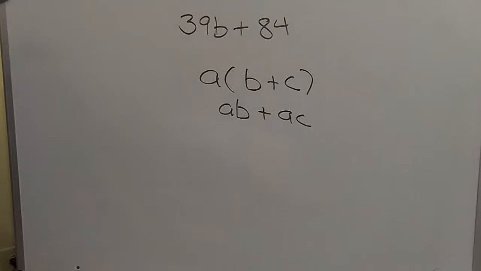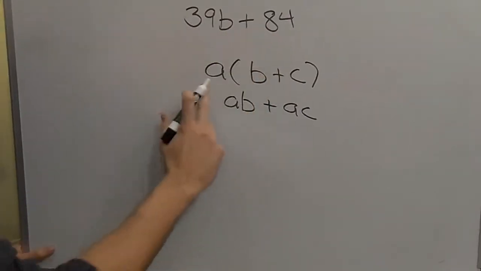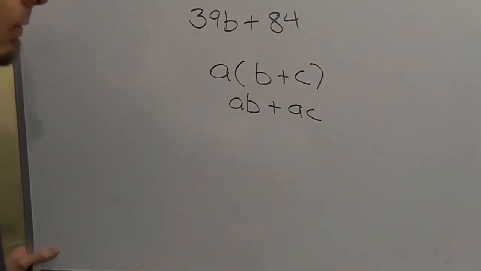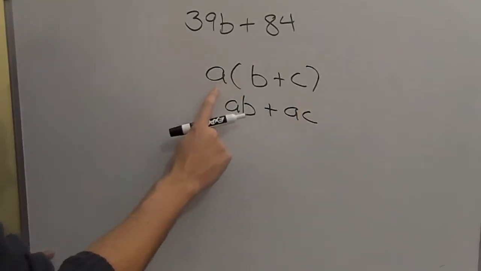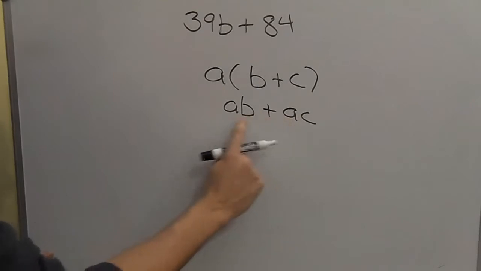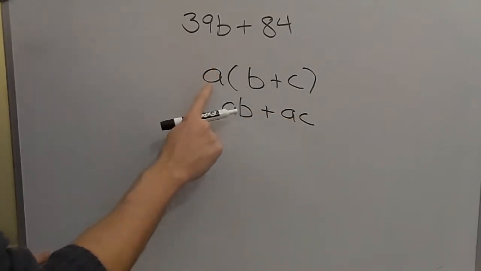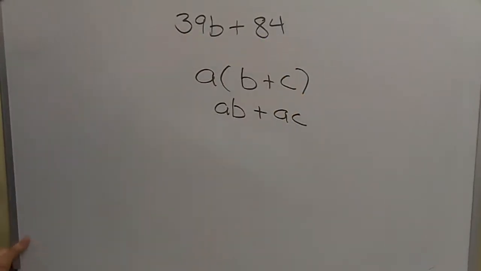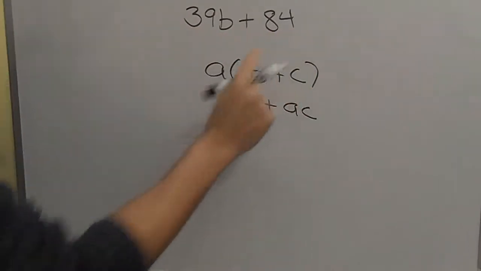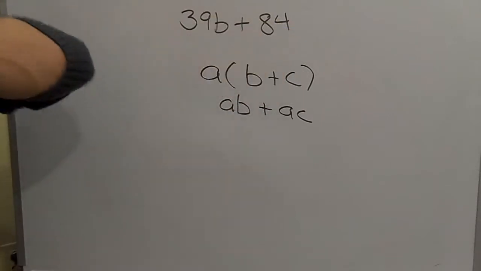So what I would like to do is figure out how I go from the expression back into the distributive property, where it came from. The key thing you have to realize here is that a, the number on the outside, goes into both of these numbers that you get in the expression. So a should go into both 39b and 84. What I'm looking for here is the greatest common factor of these two numbers. That will be my a, because the greatest common factor will go into both of these numbers.